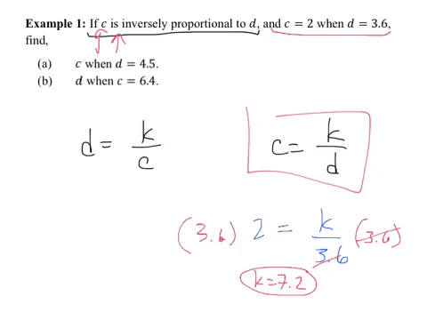But now I have a specific value, so I can write a specific equation. So I'm going to take this equation and rewrite it. I'm going to put a 7.2 in for K. And that tells us the constant of variation is 7.2.